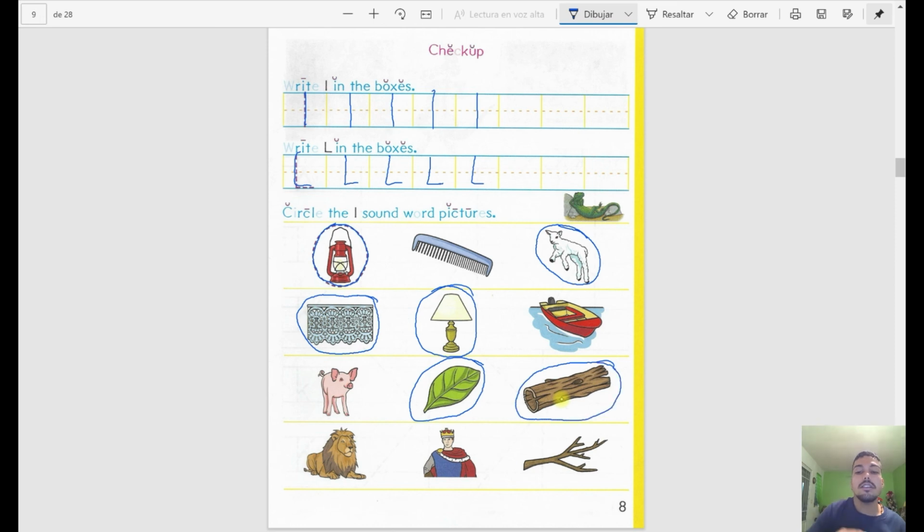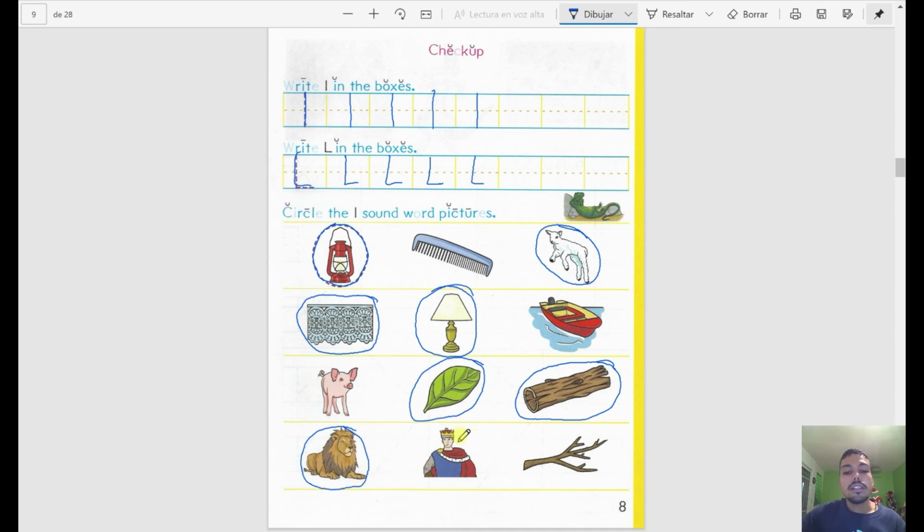Very good. Okay, the next one here. This is a lion. Lion has the sound ooh. Lion, it has the sound. Yes, very good. Lion has it too, so we have to circle it. Yes, it has it.